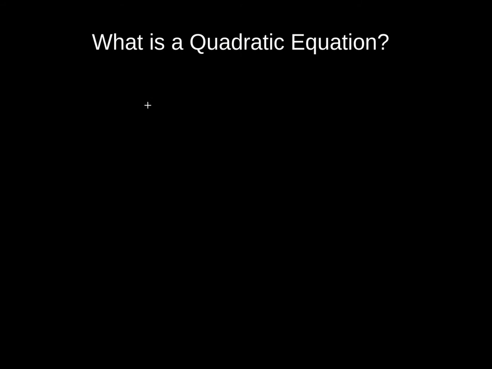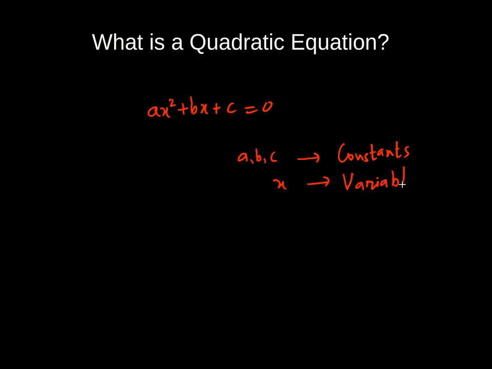It is an equation in the form ax square plus bx plus c is equal to 0, where the values of a, b and c are known to us, that is, they are given to us. Therefore, they are called constants. The value of x is unknown. Therefore, x is a variable.